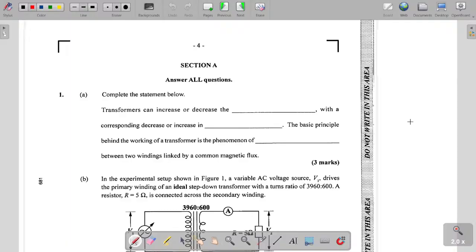Alright, so let's fill out this section. It says here that transformers can increase or decrease the voltage. So we should have voltage here. And if the voltage is increased or decreased, that means we have a corresponding decrease or increase in current.